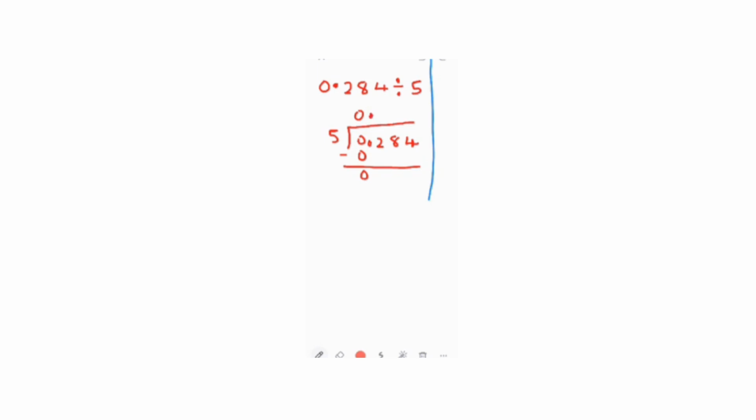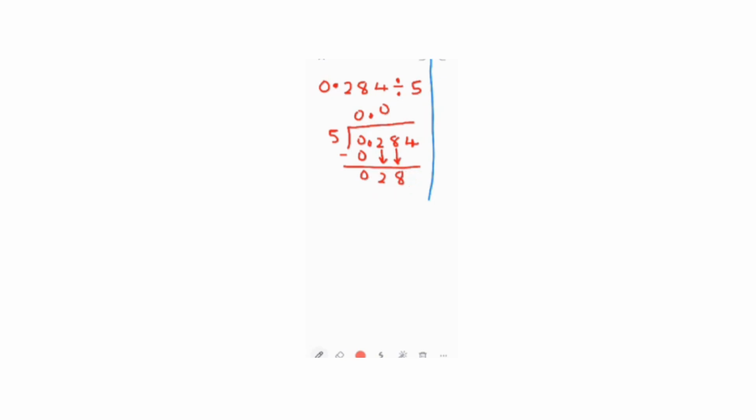Then after the decimal point, the next digit is 2. You bring 2 down. Now what did I tell you to do anytime you bring down a digit? I said anytime you bring down a digit, you must divide. So let's divide. Can 5 go into 2? No. 5 can't go into 2 because 2 is smaller than 5. So because it is not possible for 5 to go into 2, you will write 0 at the top. Then you bring down the next digit, which is 8.